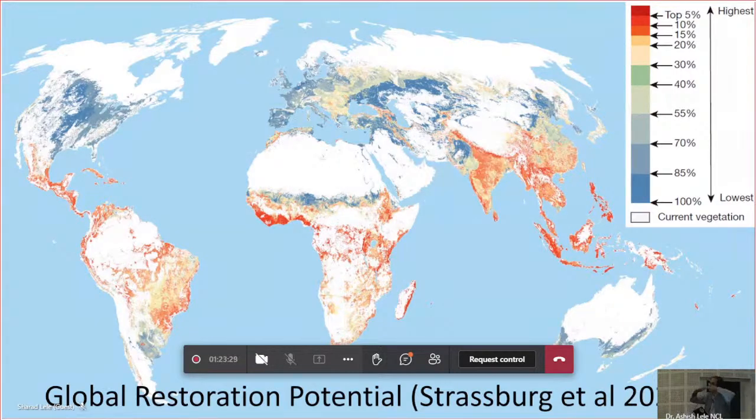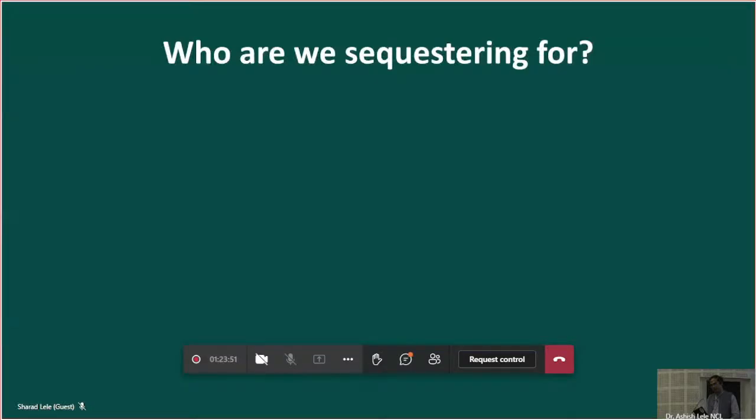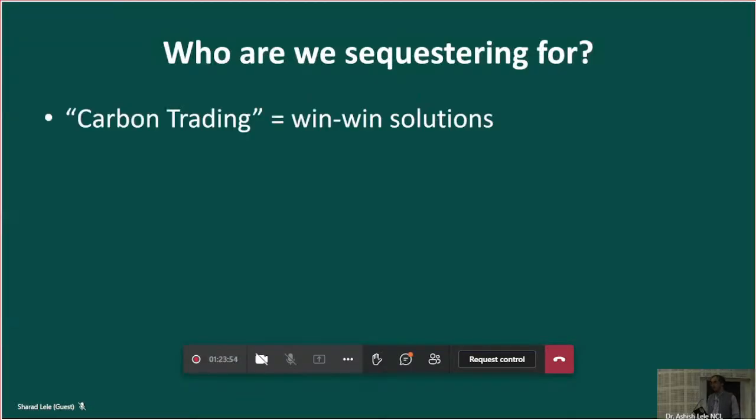So if you use your starting point as urban, what is already urbanized is to be removed. What is already converted to agriculture is to be removed. But somehow you're still seeing all of India portrayed as red, which means all agriculture in India can somehow still be converted into carbon forestry. So this is the kind of ridiculous stuff that is being spouted in terms of the idea of global restoration potential. So we have to ask the question: who are we restoring for? Who are we sequestering for? And carbon trading as a win-win solution.